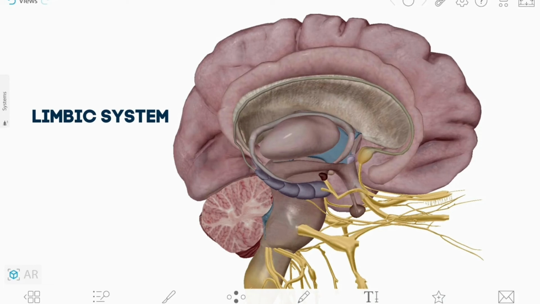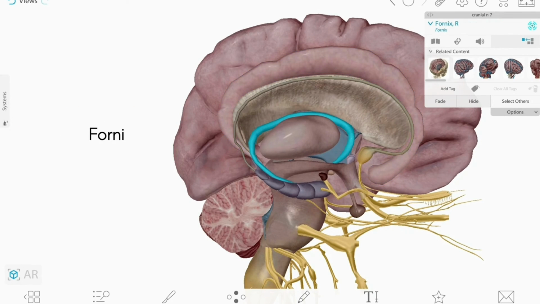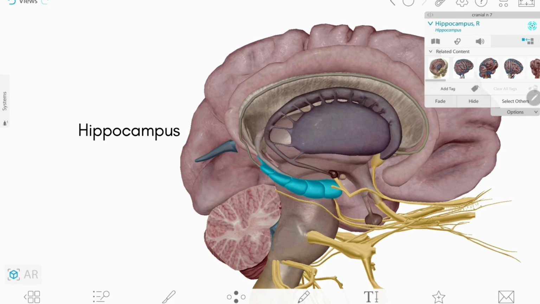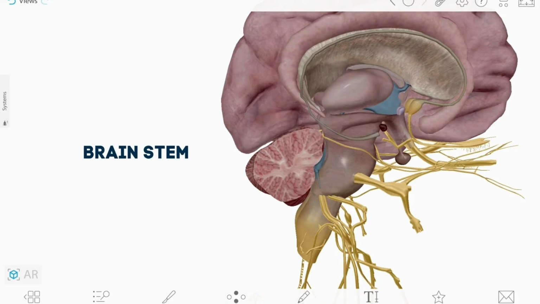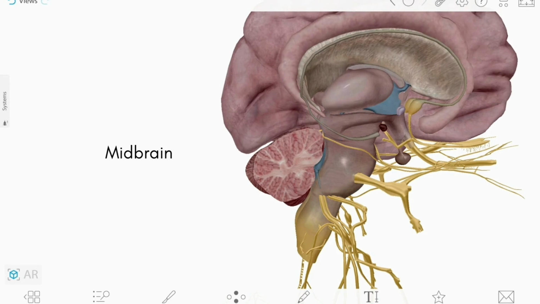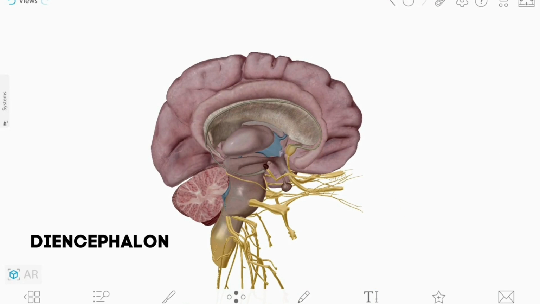The limbic system comes next. It is composed of the cingulate gyrus, fornix, mammillary body of hypothalamus, hippocampus and amygdala. After that, we'll examine the brain stem. The medulla oblongata, the pons, and the midbrain make up this structure. Let's examine the diencephalon before we wrap up.